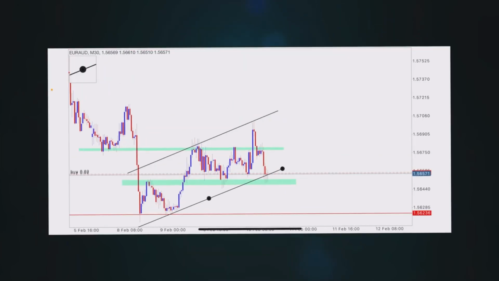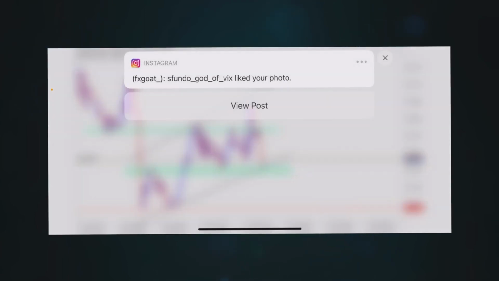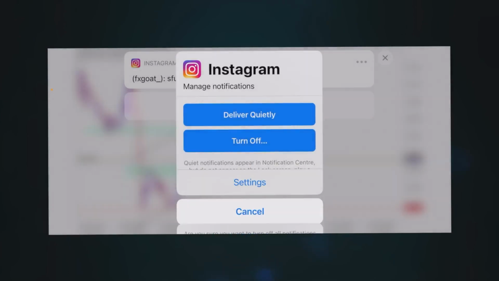You can see here at the bottom we do have our uptrending support. So guys, let me just mute all of these notifications. They've been popping up the whole video.